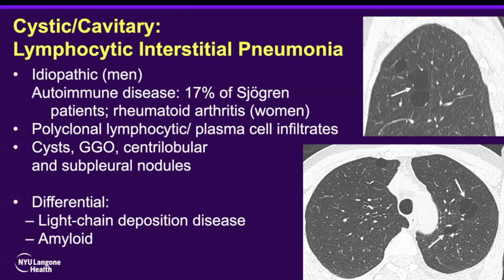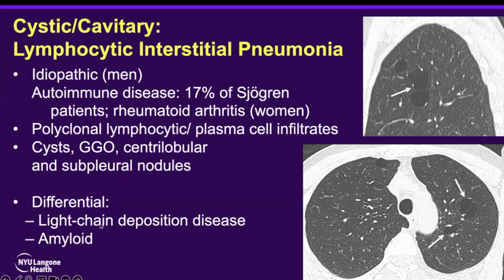That's the primary etiology. And this is a case of lymphocytic interstitial pneumonia, which can occur in both men and women, and is oftentimes secondary or seen in the setting of autoimmune disease, particularly Sjogren's patients, but also rheumatoid arthritis. And of course, there are overlap patients. And there's a polyclonal lymphocytic and plasma cell infiltrate that create the cystic areas, perhaps through air block phenomena. And these cases of cysts can be accompanied by ground glass opacity, centrilobular subpleural nodules, and there may not well be cysts even in LIP.